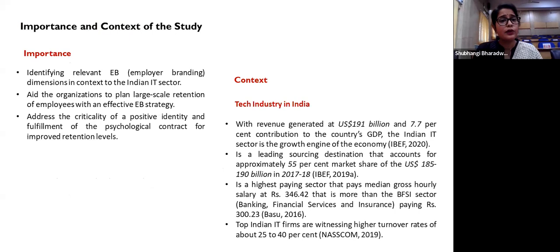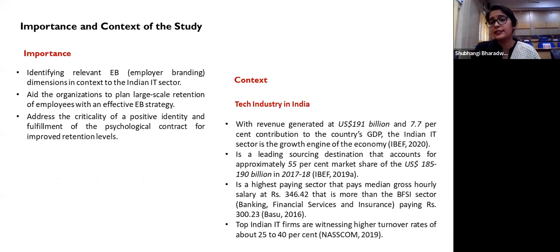The study is important because, first of all, it would unveil the dimensions of employer branding relevant to the Indian IT sector. It would aid organizations in planning large-scale retention of employees. It would further address the criticality of a positive identity and fulfillment of psychological contract for improved retention levels.